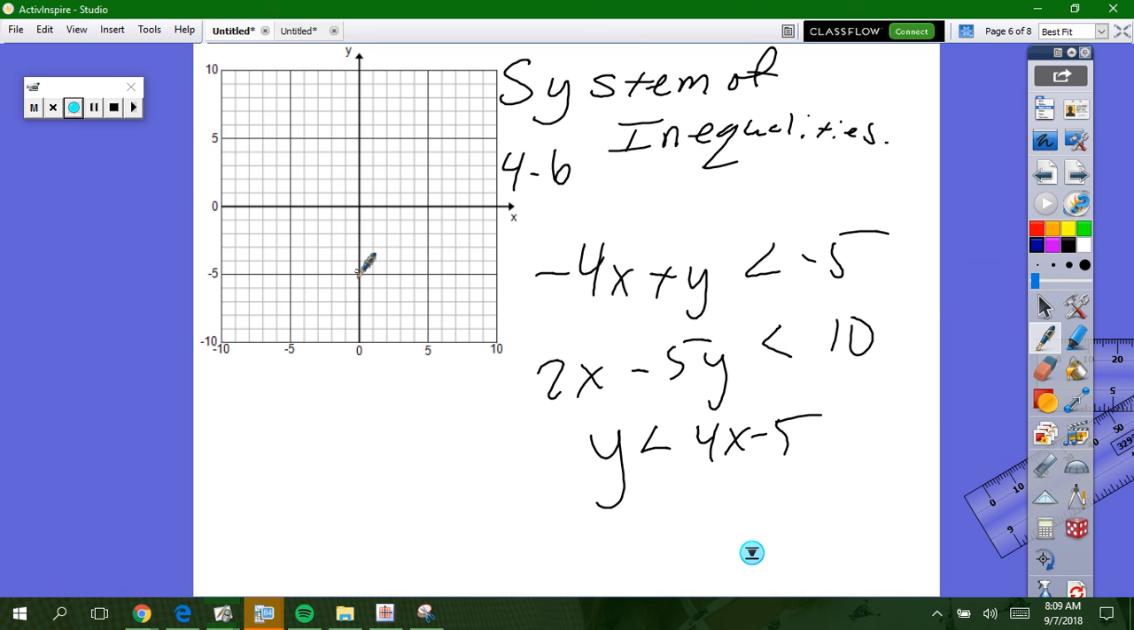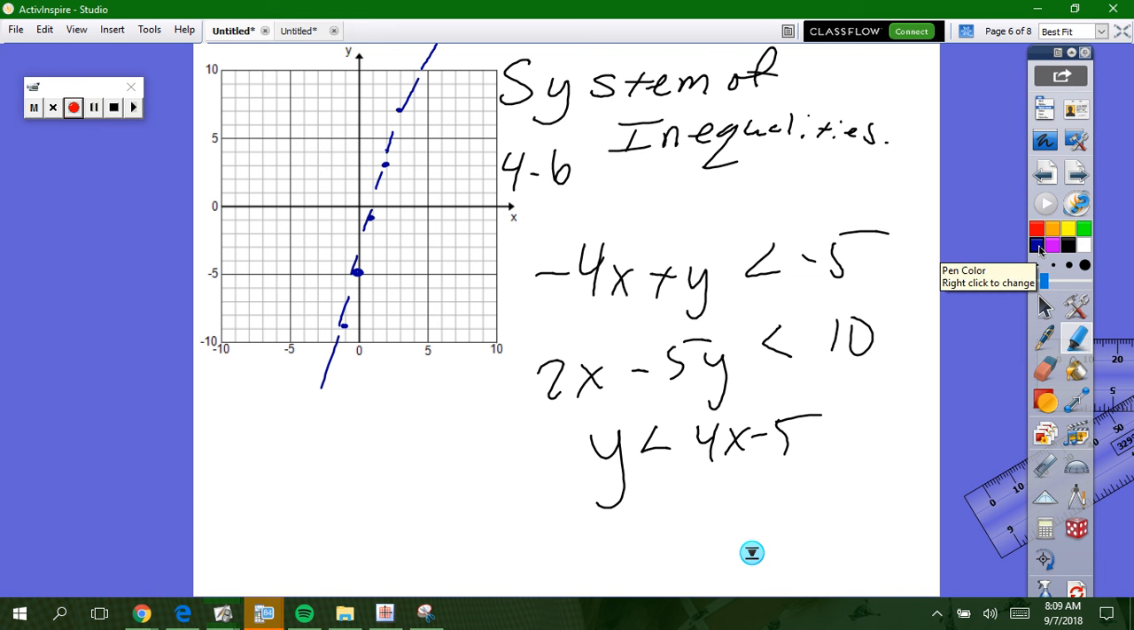So I start out at -5, and rise 4, run 1, rise 4, run 1, rise 4, or go down 4. Should it be dotted or should it be solid? Dotted, right? Okay, there's that one. I'm going to hurry and shade it with my blue here.